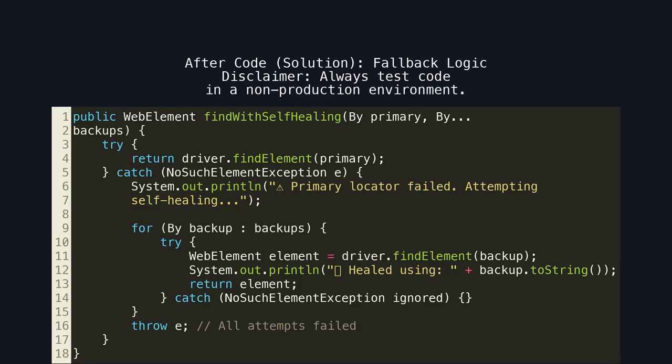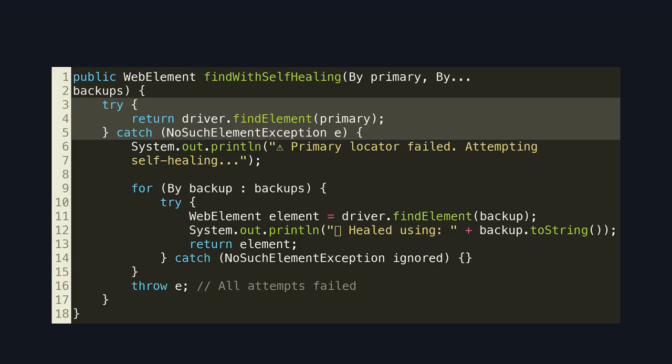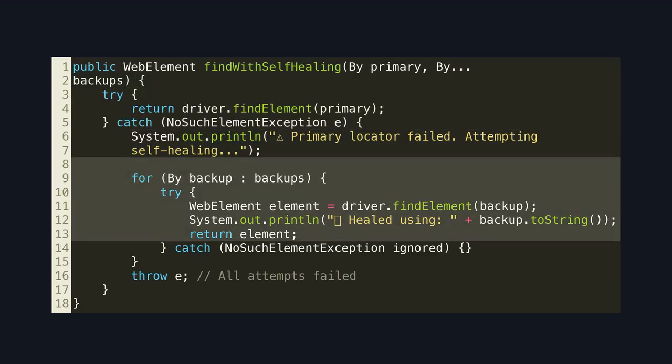After code solution, fallback logic. Disclaimer: always test code in a non-production environment. We assume the best case first. If the primary locator works, we proceed immediately with zero performance cost. If the primary fails, we do not crash. We enter the healing loop. We try CSS selectors, text matches, or relative locators. If any of them work, the test passes and the logs tell us exactly which locator saved the day.